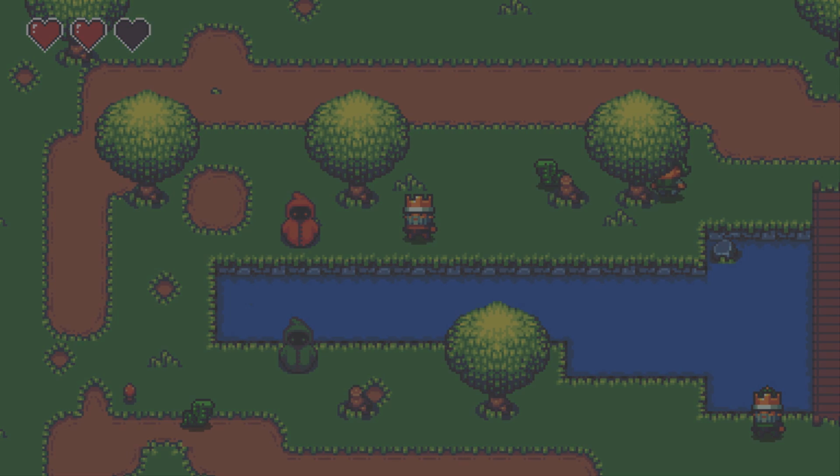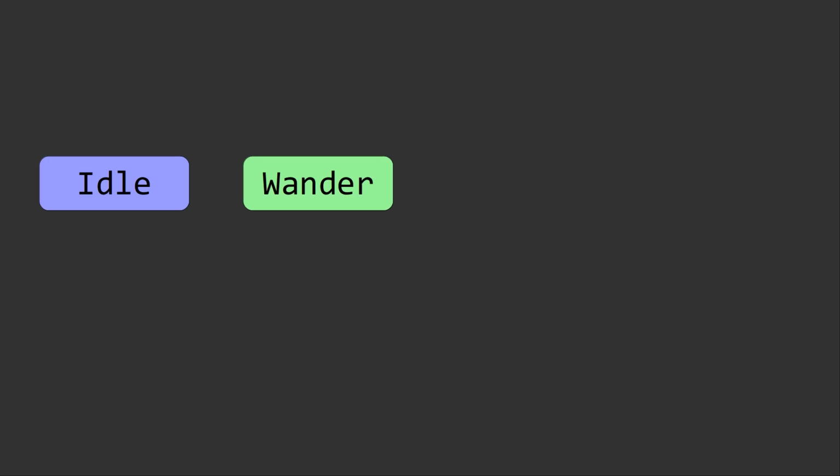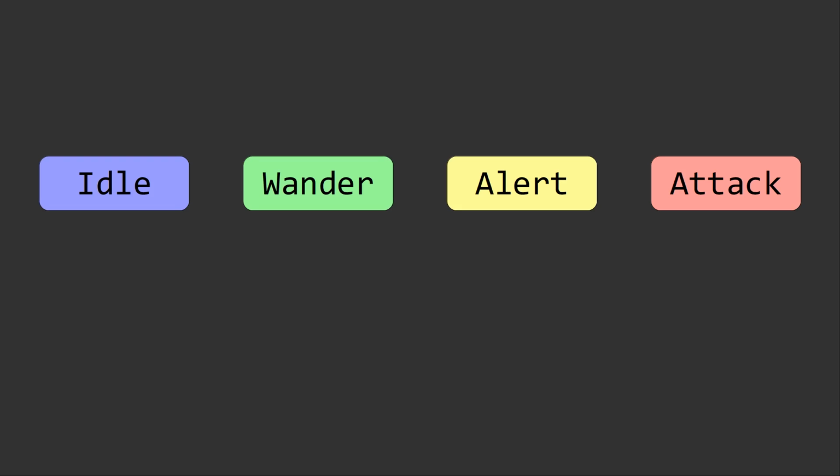Now, a really great way to illustrate how states work is with a flowchart. So we're going to draw one up here and take some classic examples of enemy states as our point of study. So let's make an enemy type, and we'll give it 4 possible states that it can be in. So we'll give it an idle state, a wander state, an alert state, and an attack state.